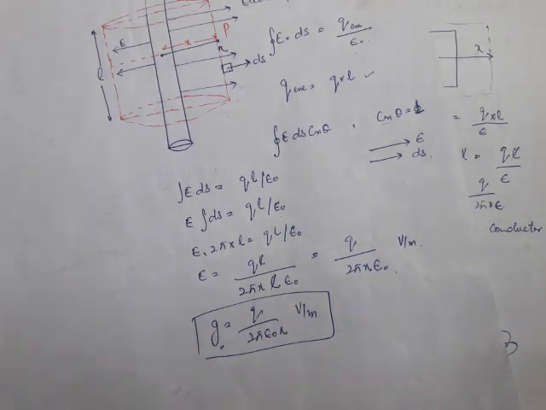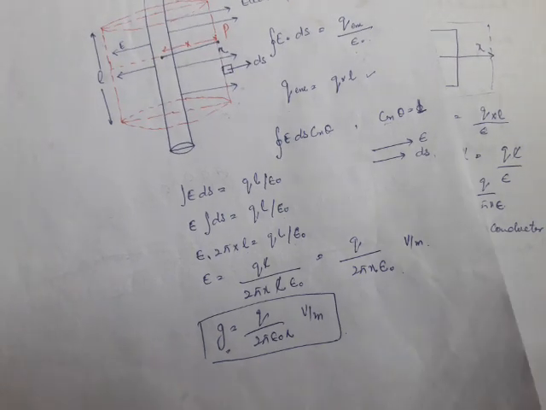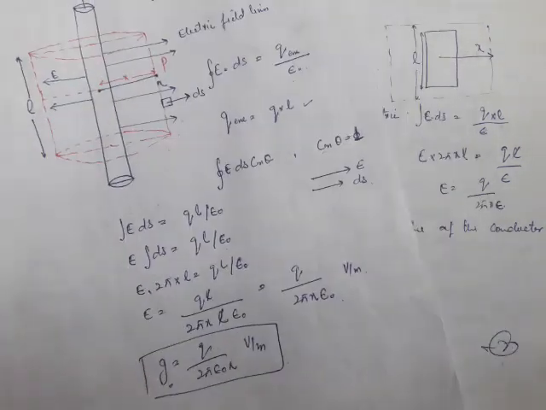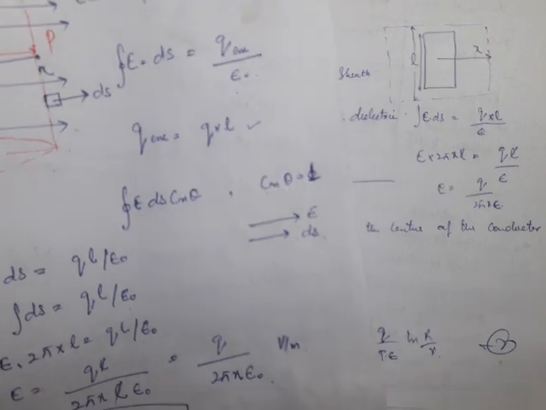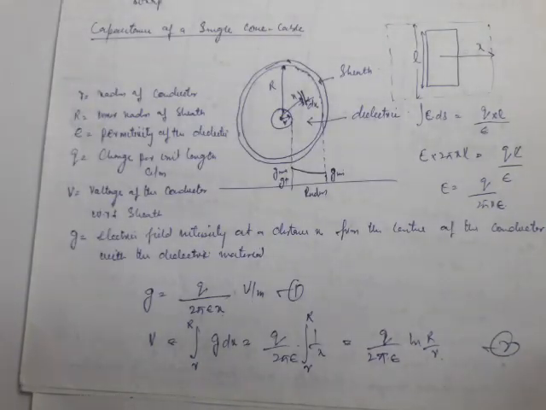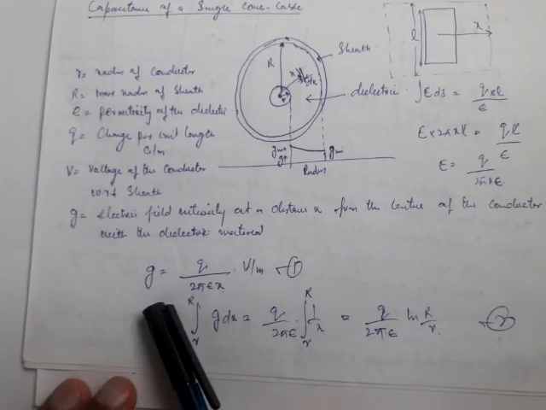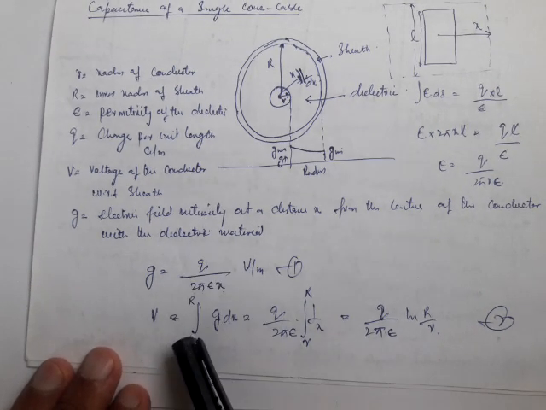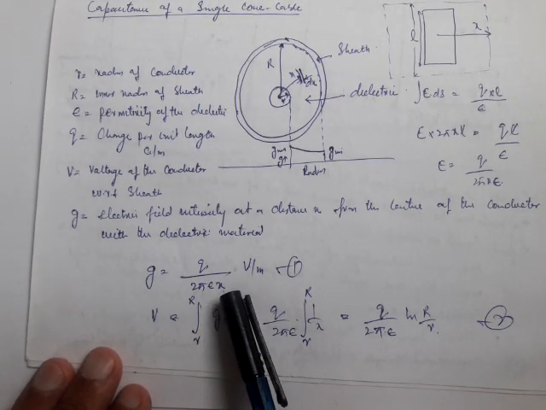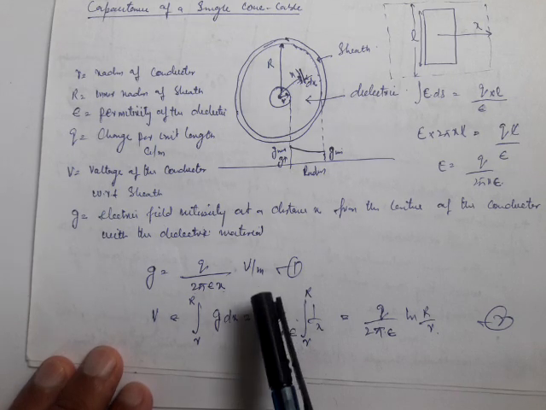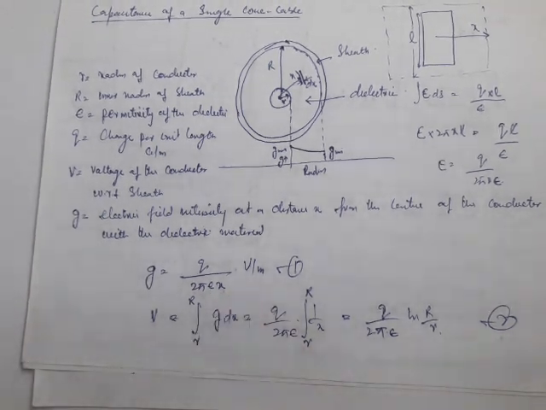That's why I calculated this, or we can say I derived this for you so that you don't have any problem. Here is the same equation. G is equal to Q divided by 2 pi epsilon naught x volt per meter. Here we can use the epsilon because we may be using some medium like dielectric whose epsilon r will be greater than 1.